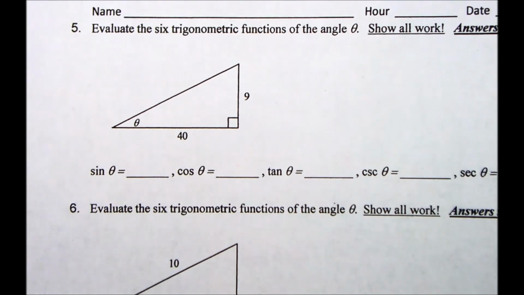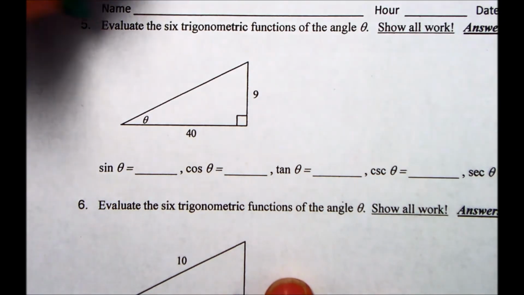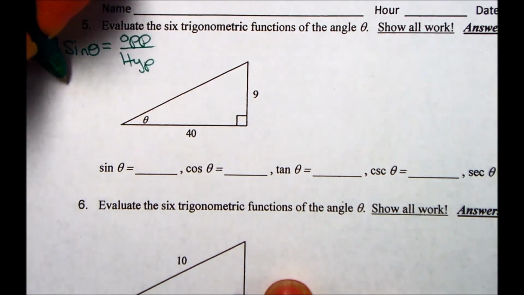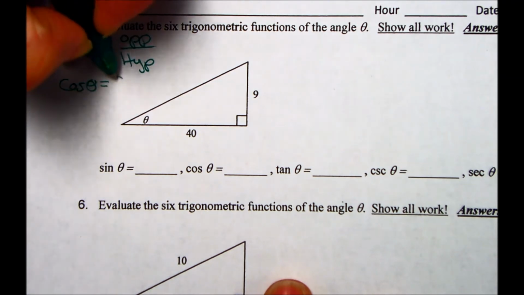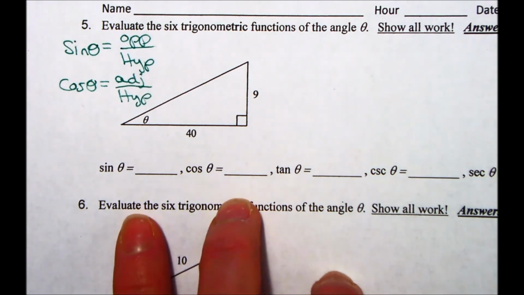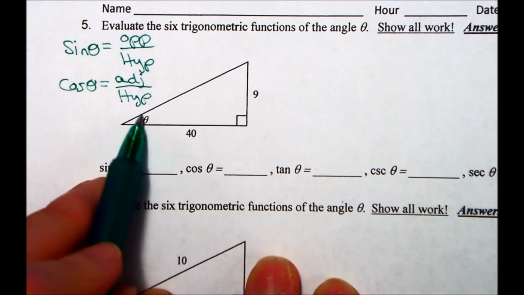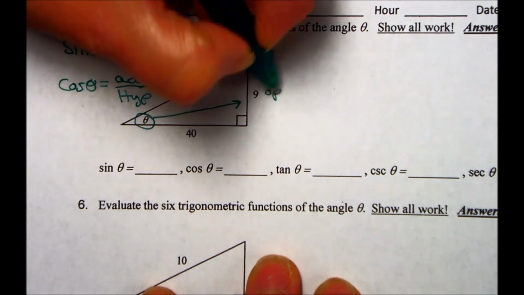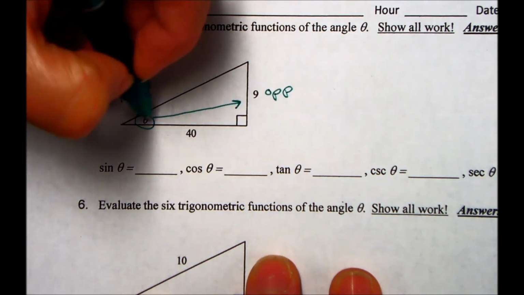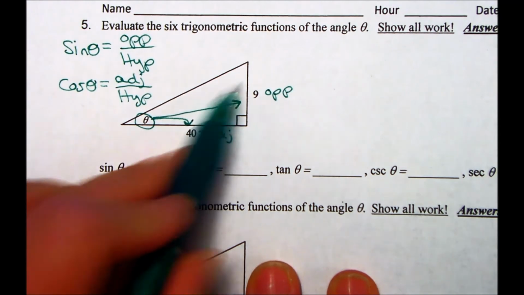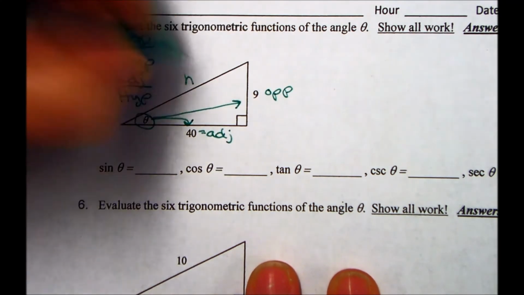All right, so again, knowing your SOHCAHTOA kind of helps. So if you want to write it down, sine theta equals the opposite over the hypotenuse. Cosine theta equals the adjacent over the hypotenuse. So we'll just start with those. If I look at where theta is, so here's my theta, the side that's across from it is my opposite. So 9 is my opposite leg, and the 40 is my adjacent leg, and we're missing the hypotenuse. So we'll call that h.